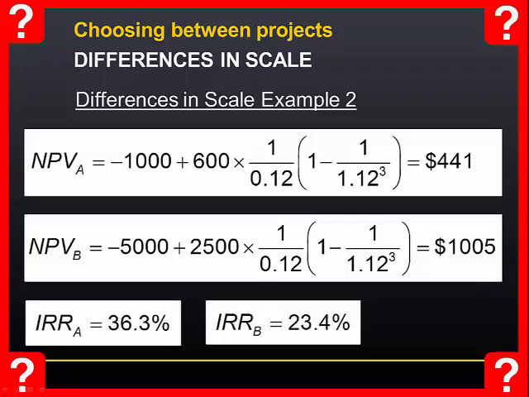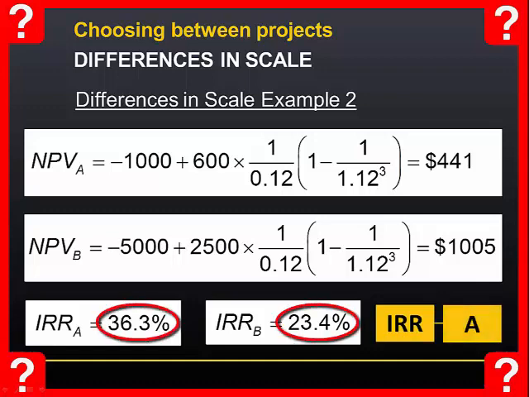The internal rate of return stays constant no matter how large the project is. So which project should we undertake? The answer is not simple because the NPV and the internal rate of return rules are giving us different recommendations. Under the internal rate of return rule, A is still the best project.